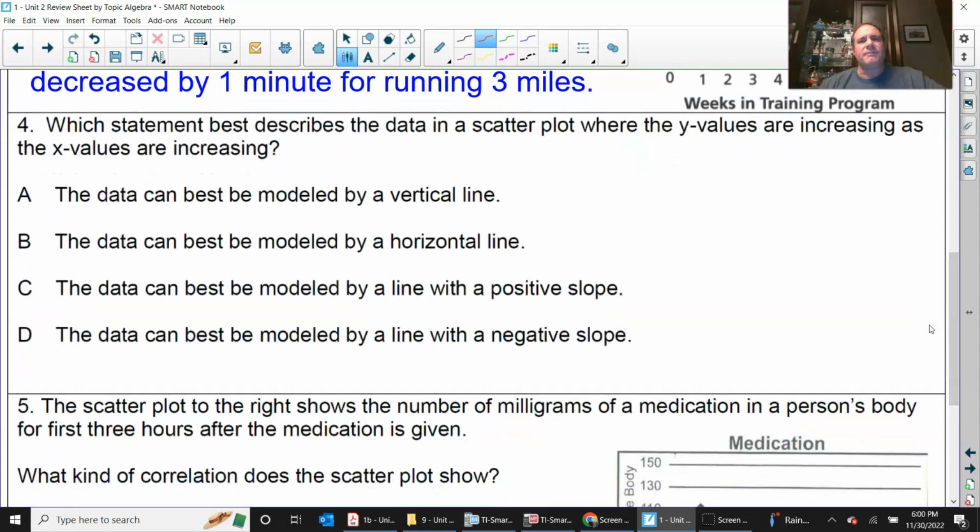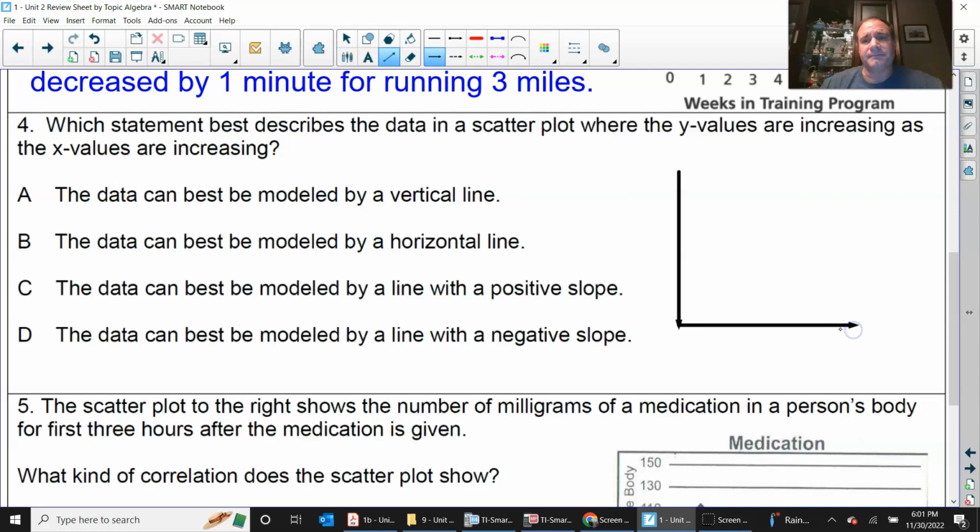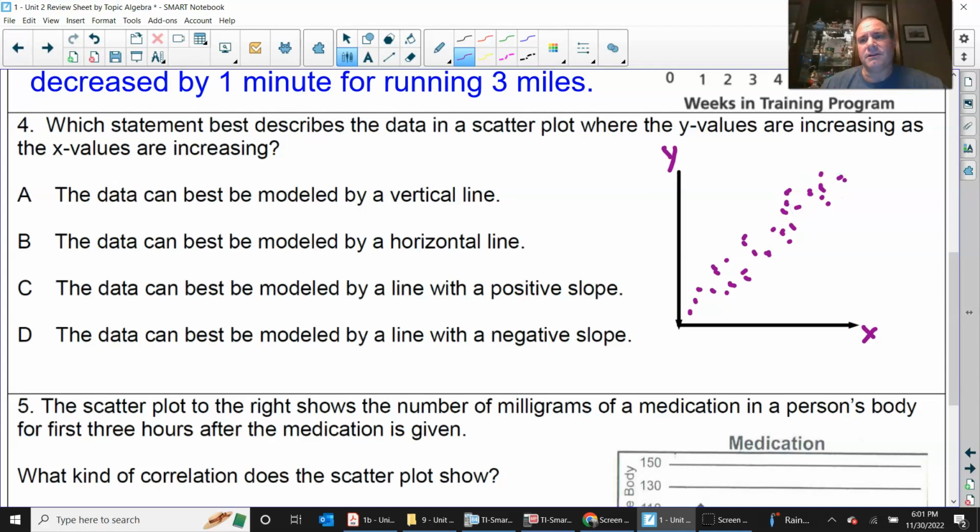Which statement best describes a scatter plot where the y values are increasing as the x values are increasing? I am going to put a scatter plot together just like this. All right, and these are the y values. They're increasing as the x is increasing. So I'm going to put a scatter plot, just all scattered. I'm drawing my scatter plot. As the x is increasing, the y is also increasing.